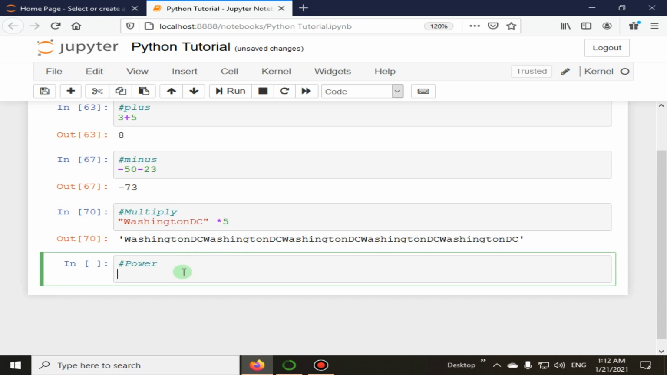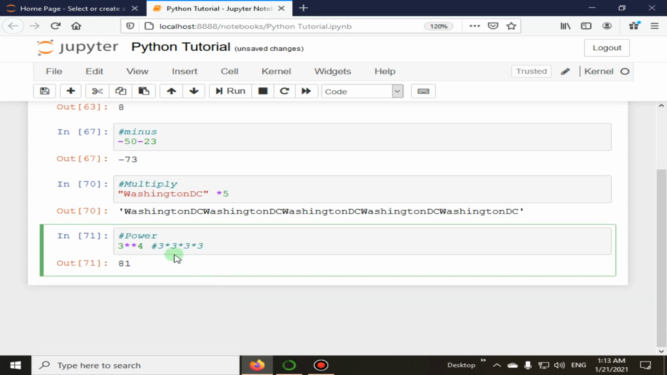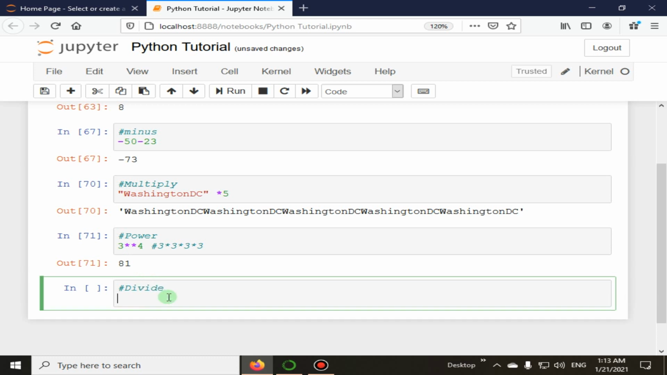power. So this returns x to the power of y. We can check this out, 3 power 4, this will give 81. So this would be equal to 3 multiplied by 3 multiplied by 3 multiplied by 3. So next one is divide, and we will divide x by y.